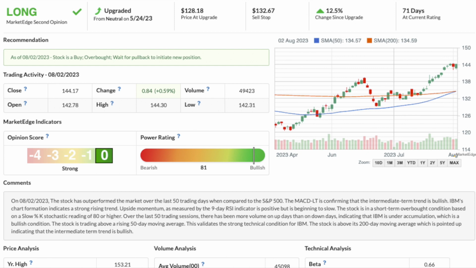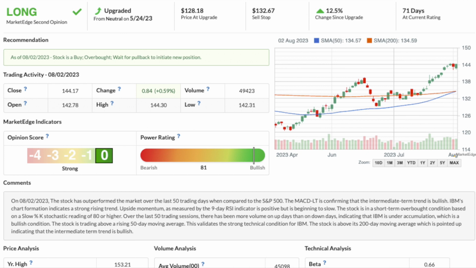Okay. Again, I talked about OBV over the last 50 trading sessions. There's been more volume on up days than on down days, indicating IBM's under accumulation, which is bullish. Stock's trading above the rising 50-day moving average, which validates us again, another strong condition for IBM. Stock's also above its 200-day average, which is pointed up, indicating the intermediate term trend is bullish. So the computer took a look at the chart and came up with this conclusion. We looked at the chart, saw a lot of the stuff the computer system was looking at, and sure enough, this time it worked out very well as IBM ran up about 10% over the next 6 weeks.